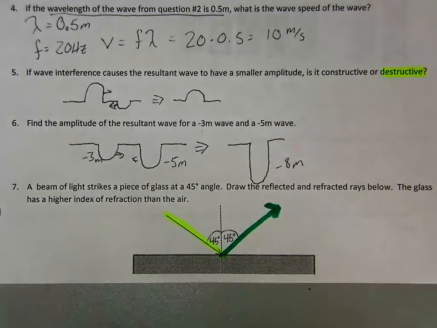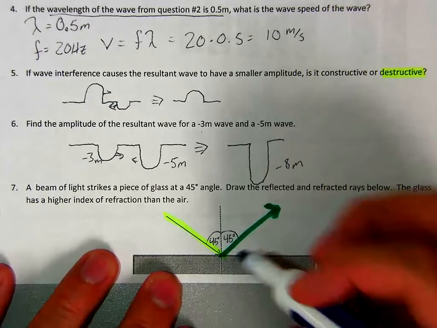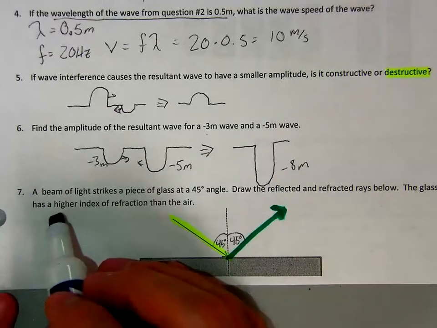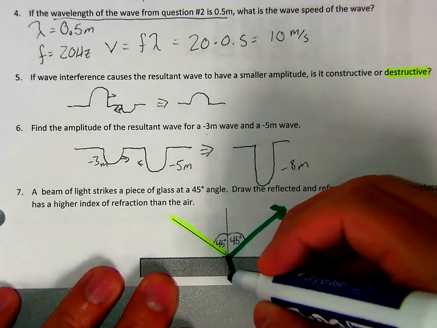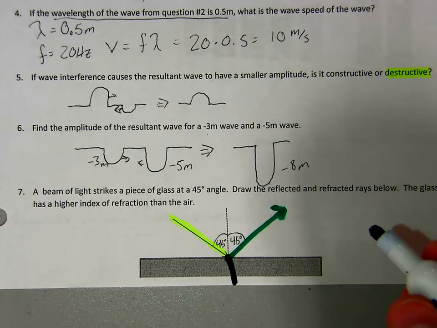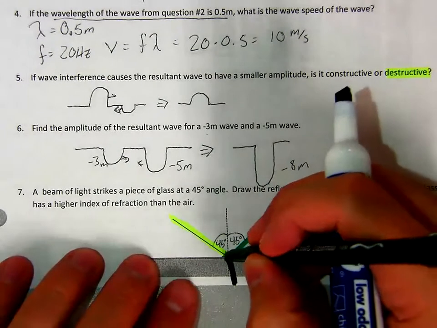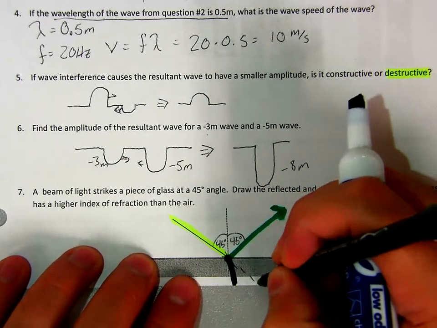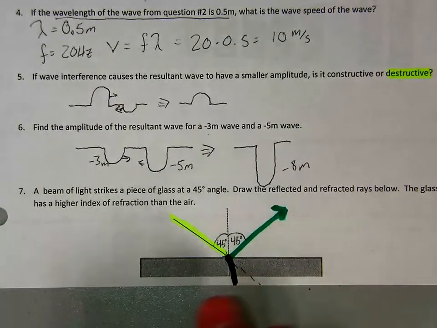Then we're going to get some portion of this ray that is refracted. If the glass has a higher index of refraction than the air, then it's going to bend downward through the glass. So the original line from the angle of incidence would be like that, and this bends downward more perpendicular.